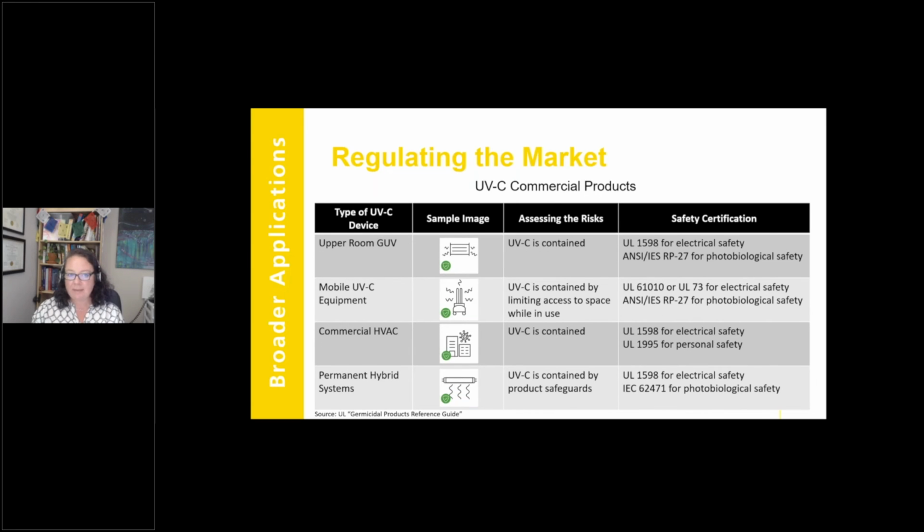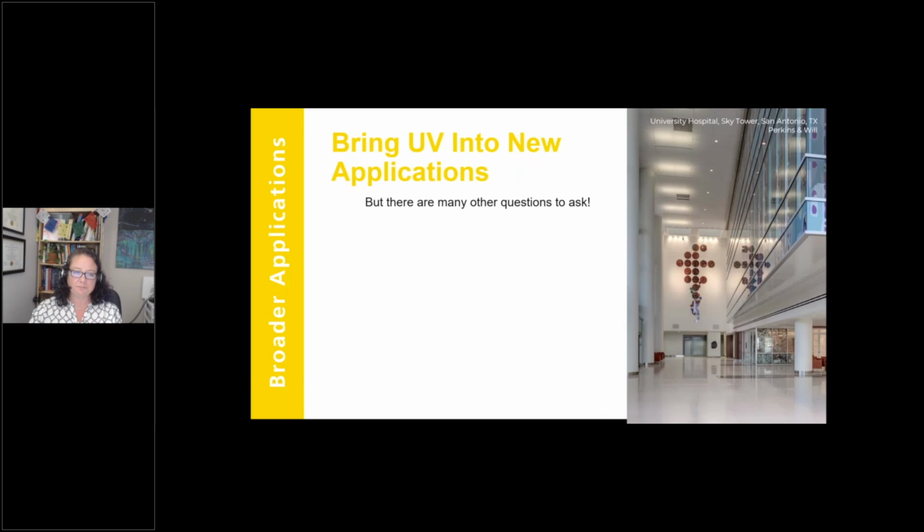This slide continues the table, which contains a few more types of devices beyond what I'm sharing with you today. You can see all the types of applications we've discussed so far: upper air GUV, UVC robots, UVC integration into HVAC, and hybrid systems, all listed here. I won't dwell on this too long. Please check out UL's document for more in-depth information. But the important takeaway here is that the regulation of this market is about two things: electrical safety and photobiological safety. It is really important to note that neither of those address biological effectiveness.